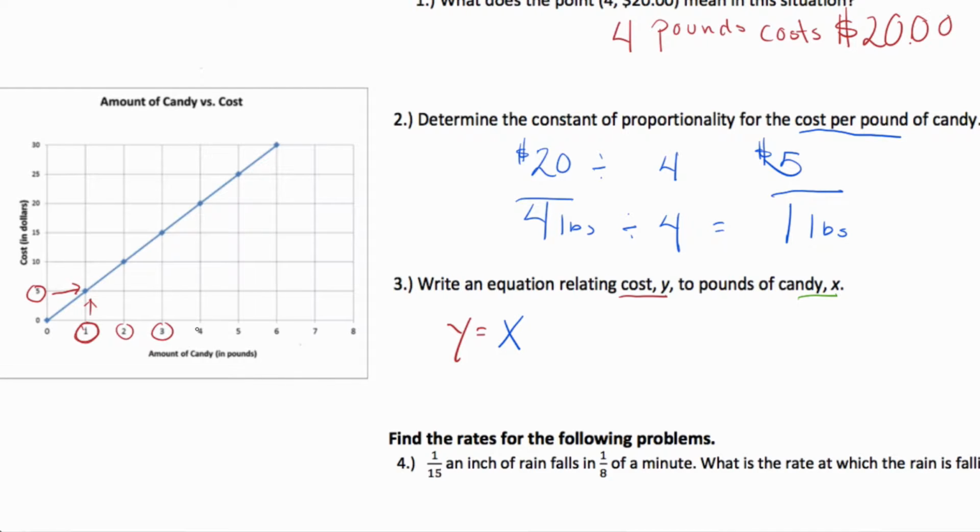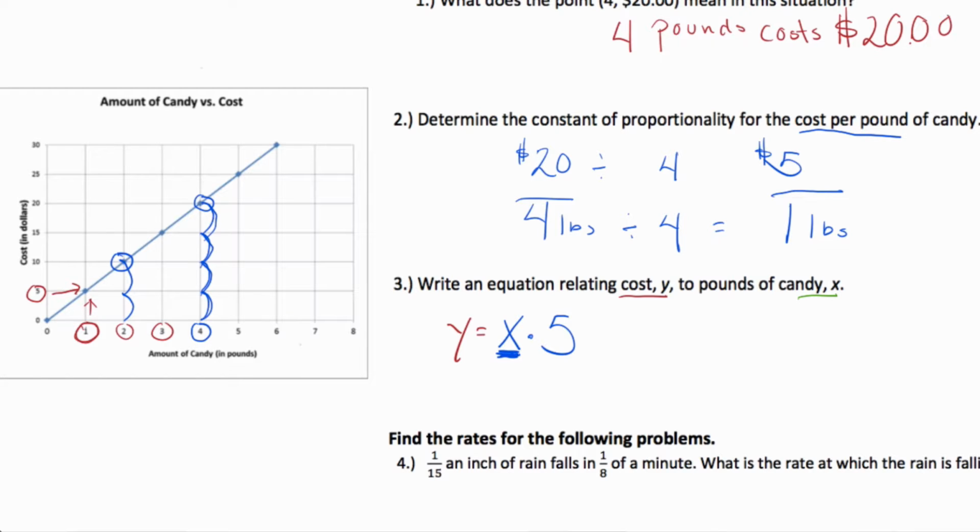Now, whatever I do, if I picked 4 pounds, I would have to pay $5 once, $5 twice, $5 3 times, $5 4 times. $5 4 times is 20. If I bought 2 pounds, I'd have to pay $5 once. I'd have to pay $5 twice. Paying $5 twice is $10. So I'm going to take that amount and multiply it by what? 5, 5, 5, 5. Each step is $5. So I'm going to multiply that by the number 5.